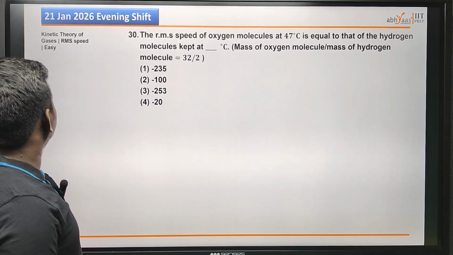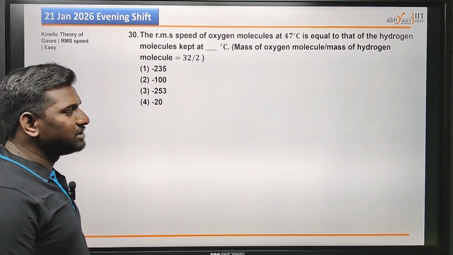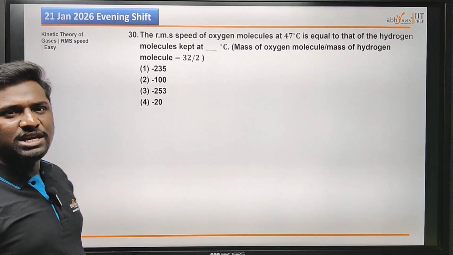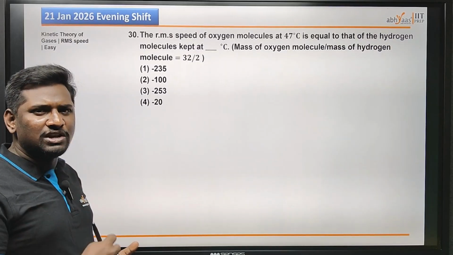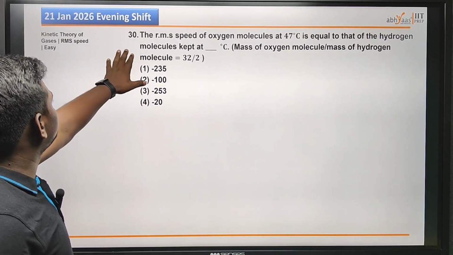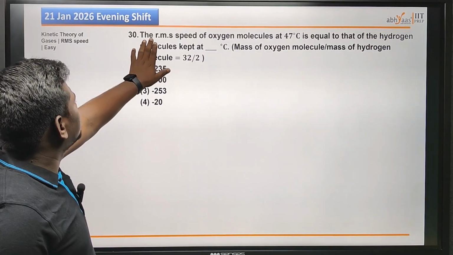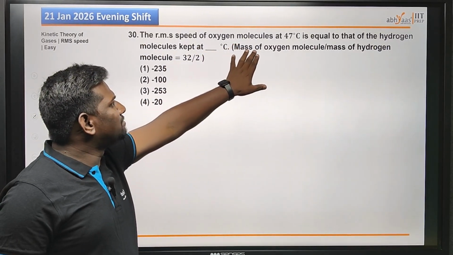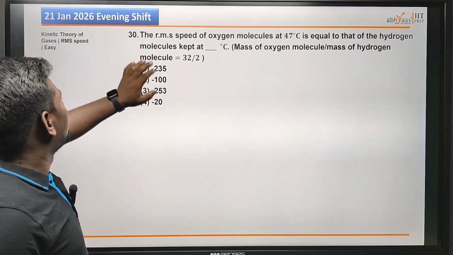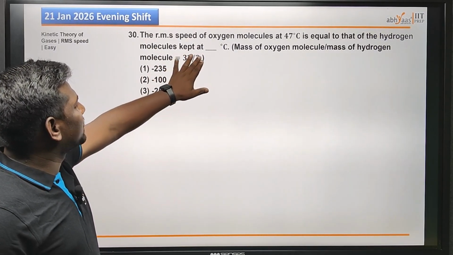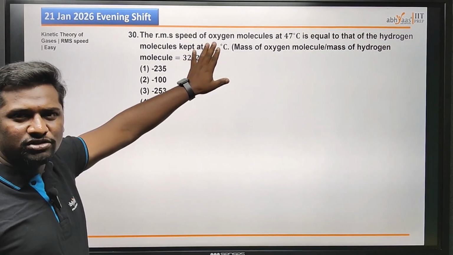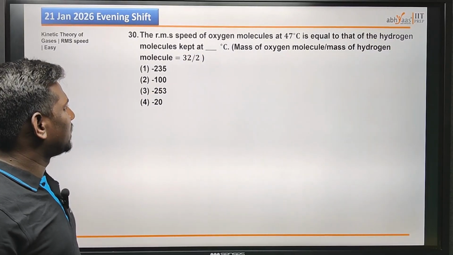This is the question from KTG, kinetic theory of gases. This is a very easy question. If you know the RMS value of velocity, you can simply solve this problem. So see here, question number 30. The RMS speed of an oxygen molecule at 47 degrees centigrade is equal to that of a hydrogen molecule kept at dash degree centigrade. You have to find the hydrogen temperature.